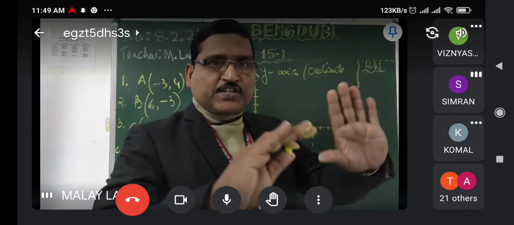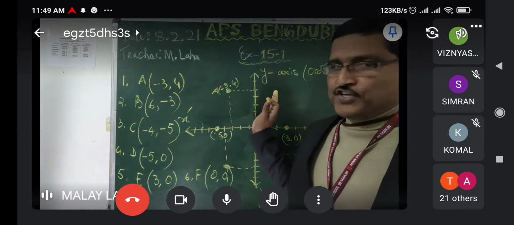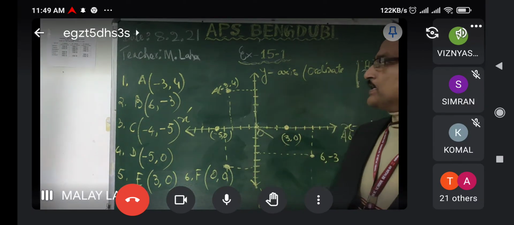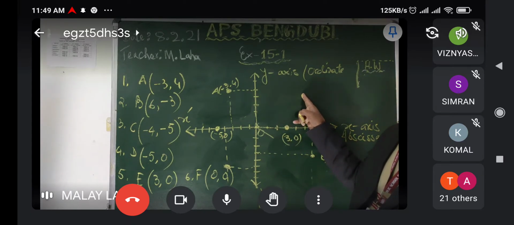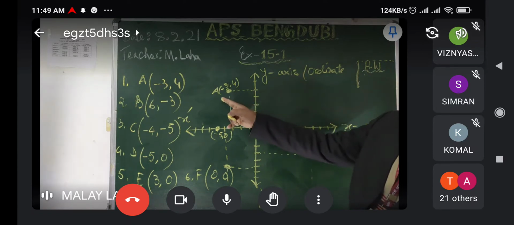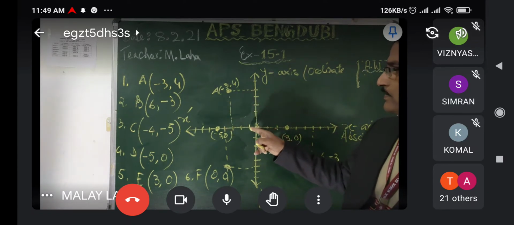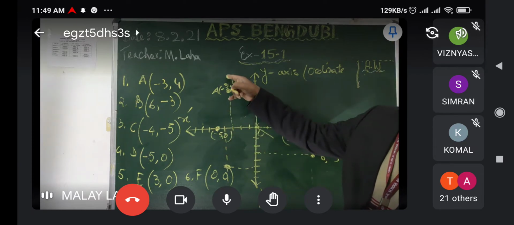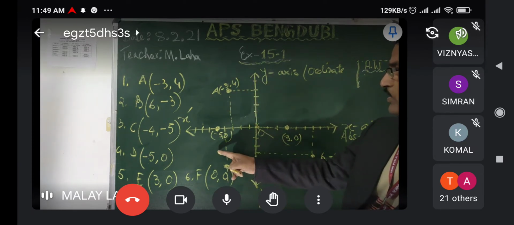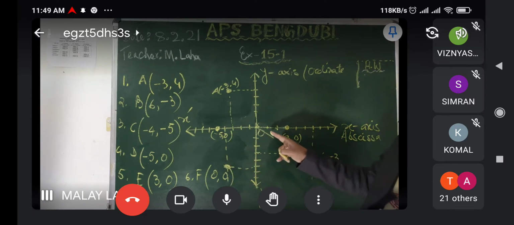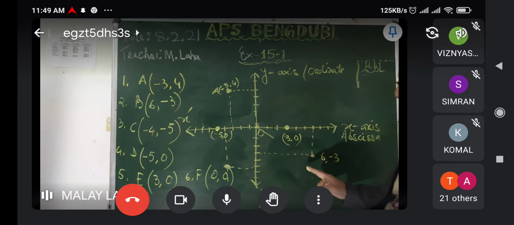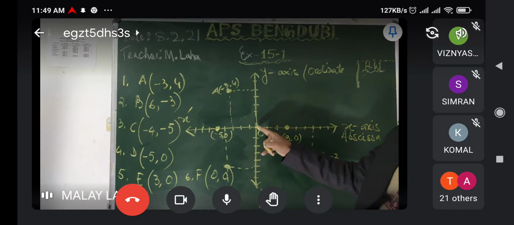So I am just summarizing. On the Cartesian plane, what to do? We have to first identify the quadrant. This is the first quadrant. Value is plus, plus. Means x-axis also positive, y-axis also positive. This is the second quadrant. X will be negative, y will be positive. And this is the third quadrant. X and y both will be negative. And this is the fourth quadrant. X is positive, y is negative. Understood? And this is the origin, x-axis and y-axis meeting at a point.